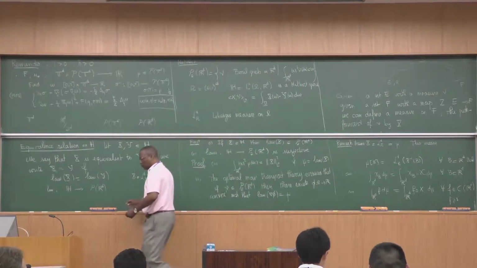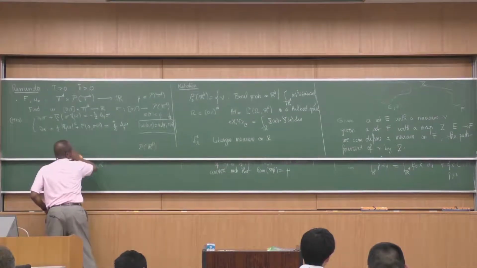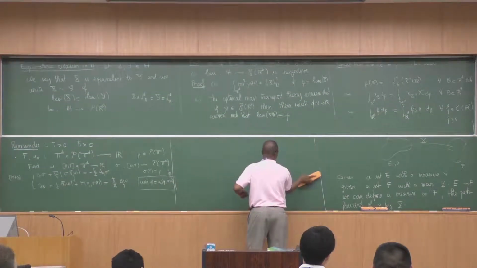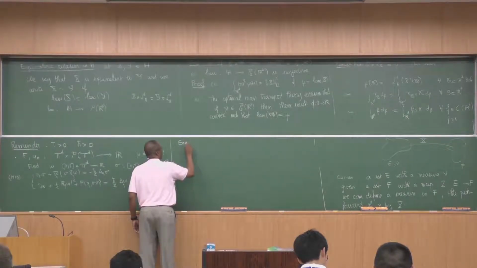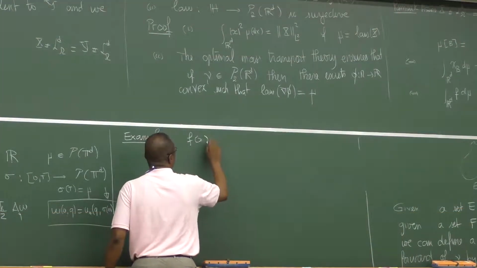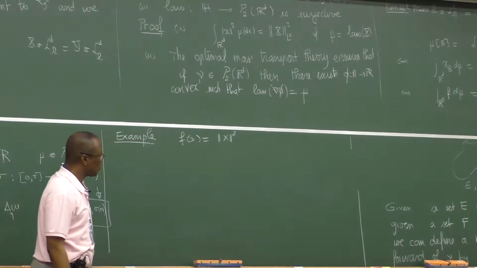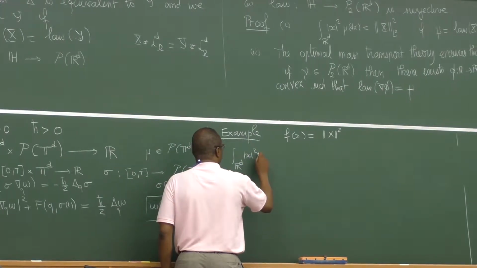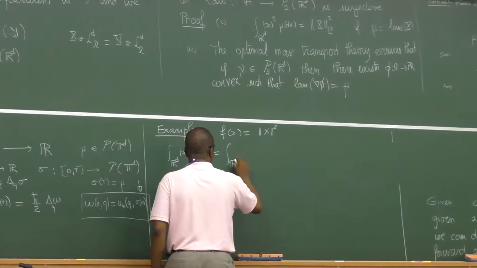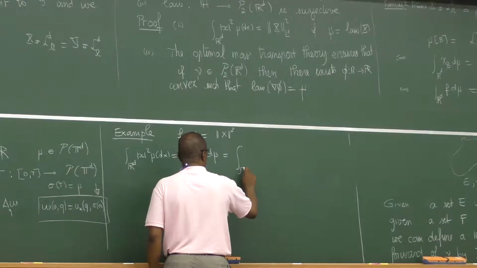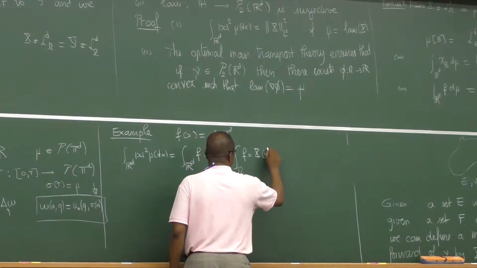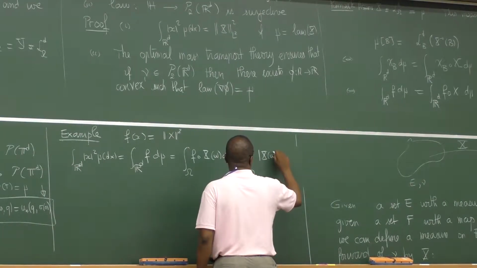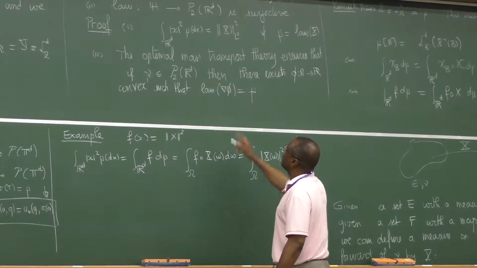Now, for example, take f of x equal to the norm of x squared. The integral over R^d of |x|^2 d mu is the integral over R^d of f d mu. This is the integral over omega of f composed with X(omega) d omega. This is the integral over omega of |X(omega)|^2 d omega. And that is what I wrote there.